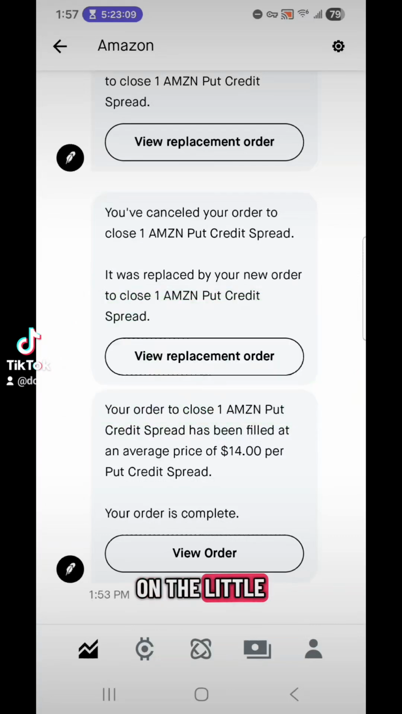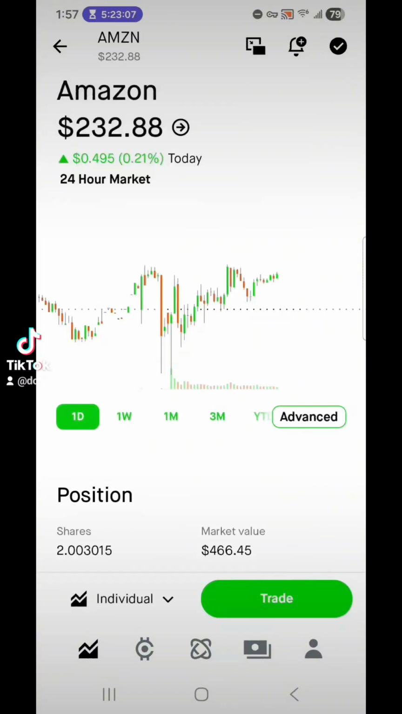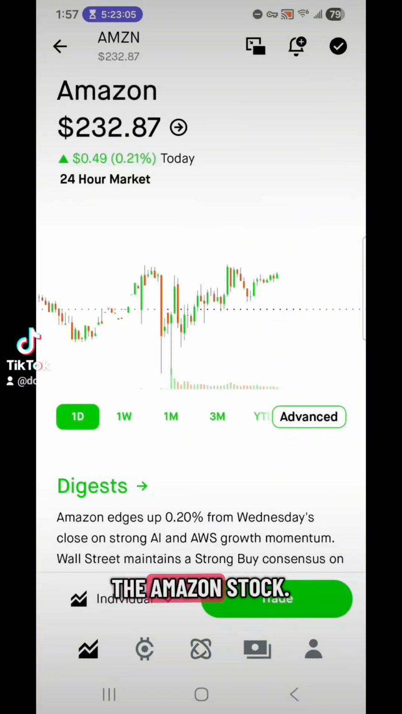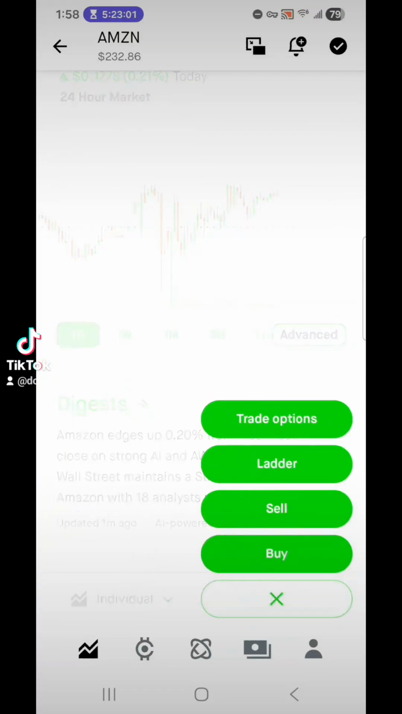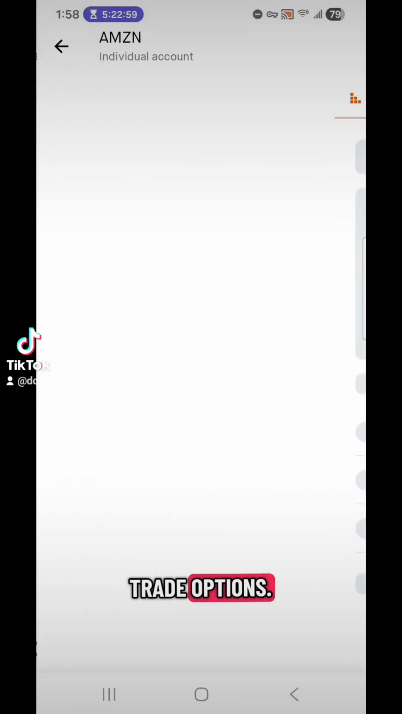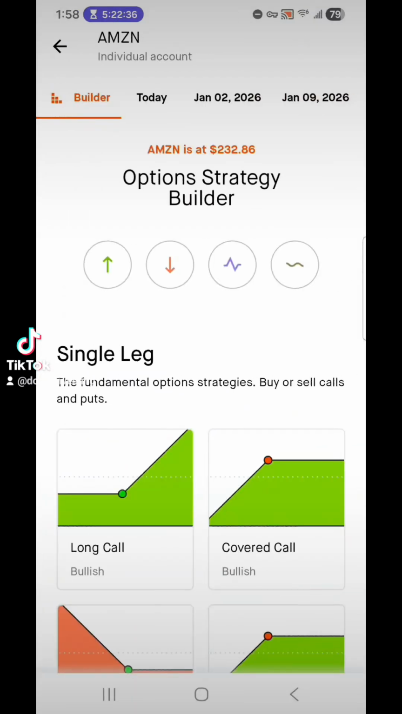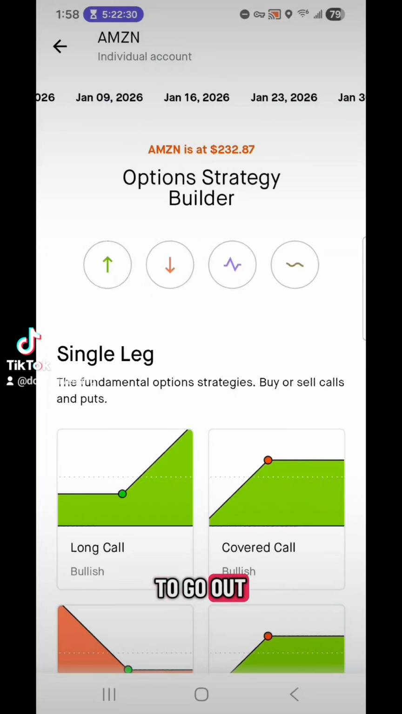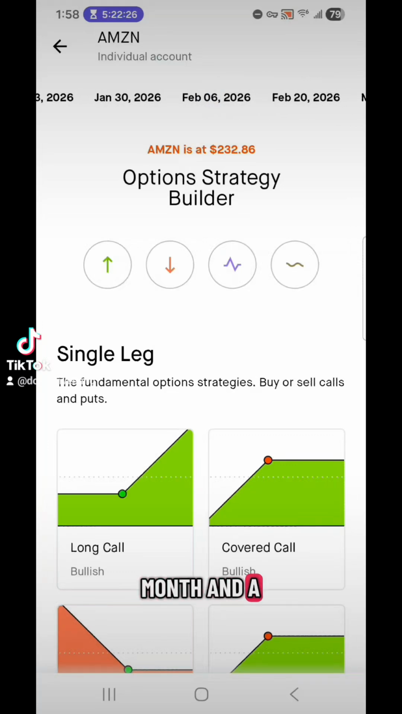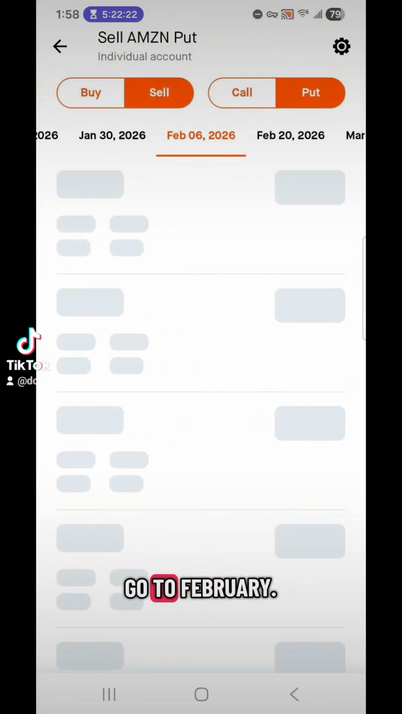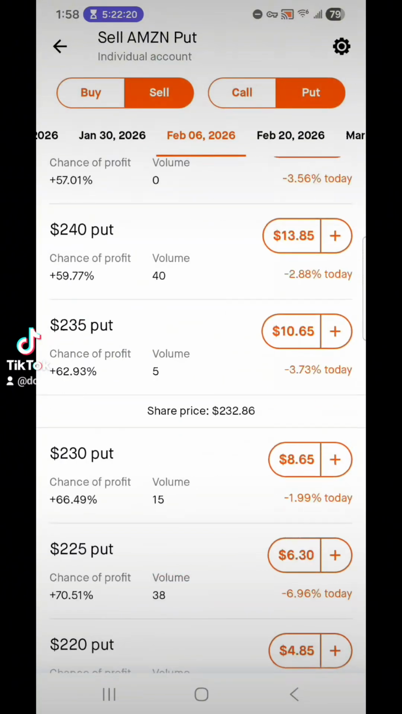So I'll click on the little feather there. That'll take me to the Amazon stock, and we'll click on trade options. And today is December 26th, so we want to go out at least a month and a half. Maybe we'll go to February.